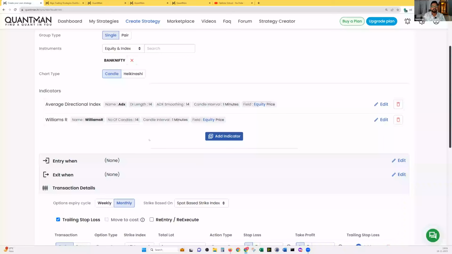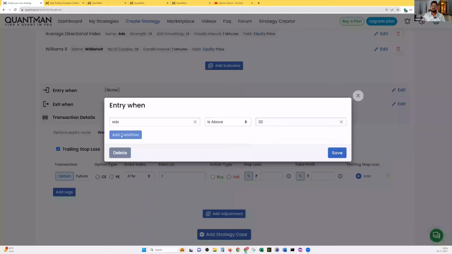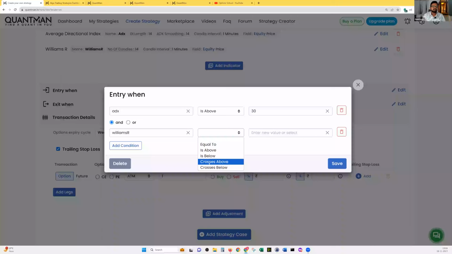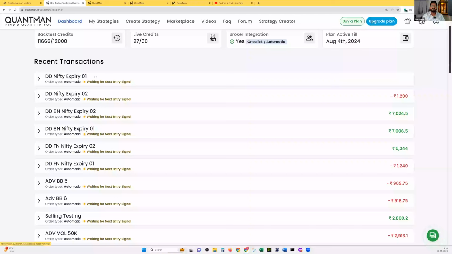What I'm going to do is click on entry, when I'm going to take my entry, whenever my ADX is below 30. ADX above 30, option selling is not working. And my Williams R crosses above minus 85. Just notice one thing: I have a set of two. If it comes to Nifty, I have 01 and 02. Bank Nifty, 01 and 02. Fin Nifty, 01 and 02.